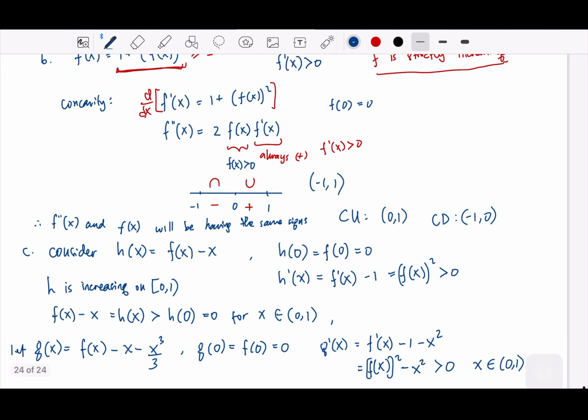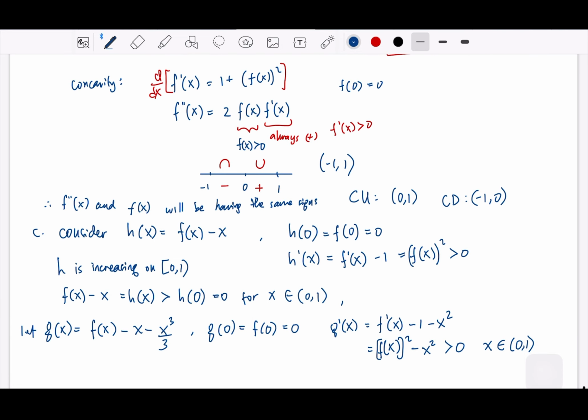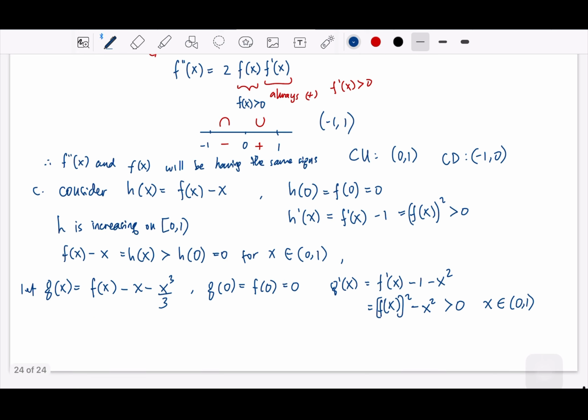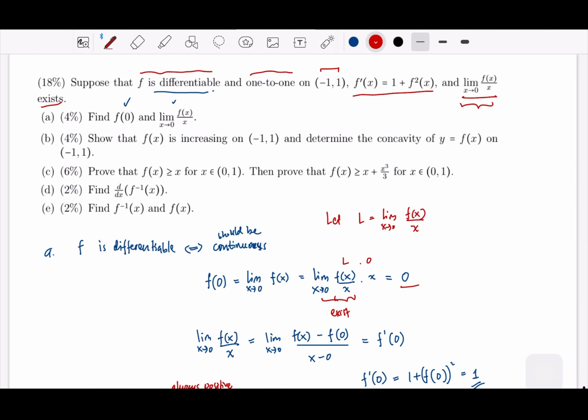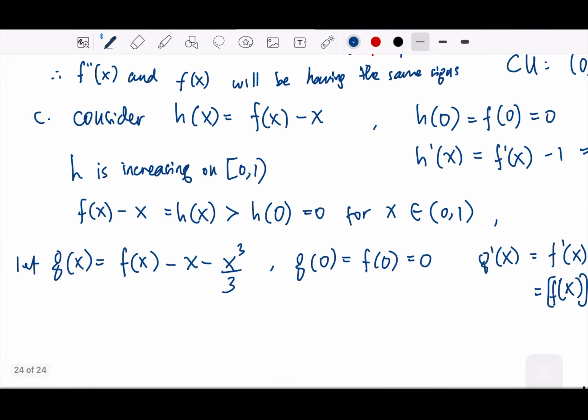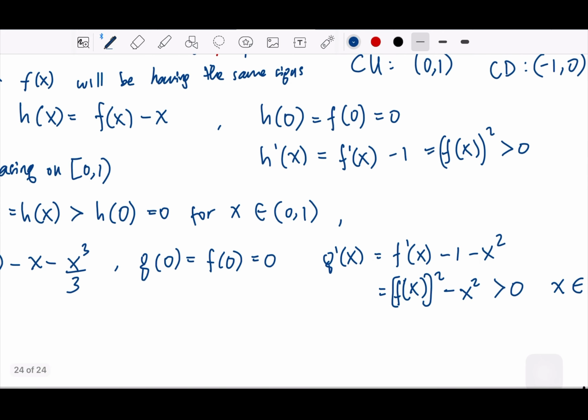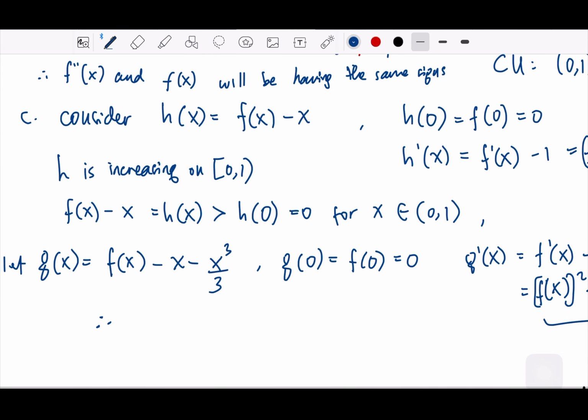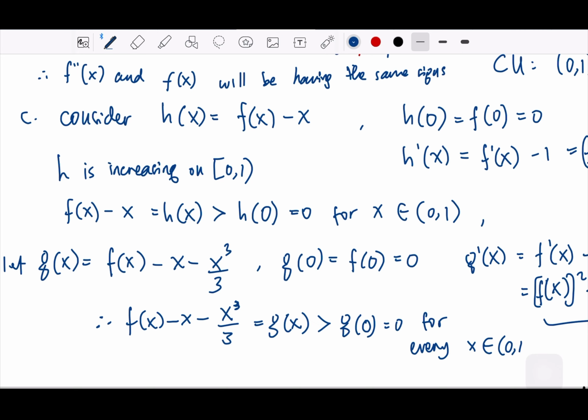Okay, now the last part here. We could see that if we want to prove this, then from this statement here, we could say that since this is always positive, we could write that f of x minus x cubed over 3, or we could call this function g, is greater than g at 0 for every x in the interval 0 to 1.